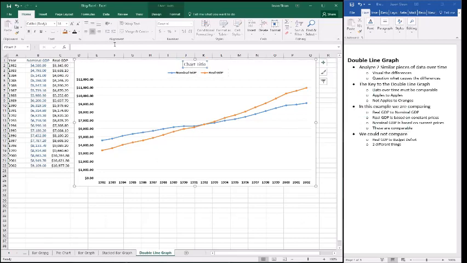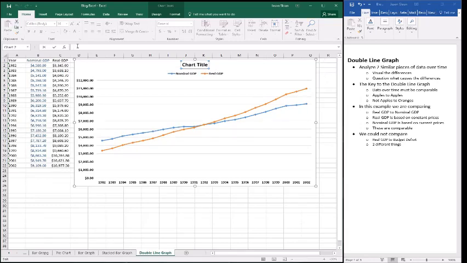Our chart title, we're going to make this a little bigger, bold. Now what we're going to do with our chart title is this is going to be nominal versus real GDP. And we're going to give our time period, which is 1982 dash 2002. And then we're going to give our amount, which is in billions. So now we have our chart.